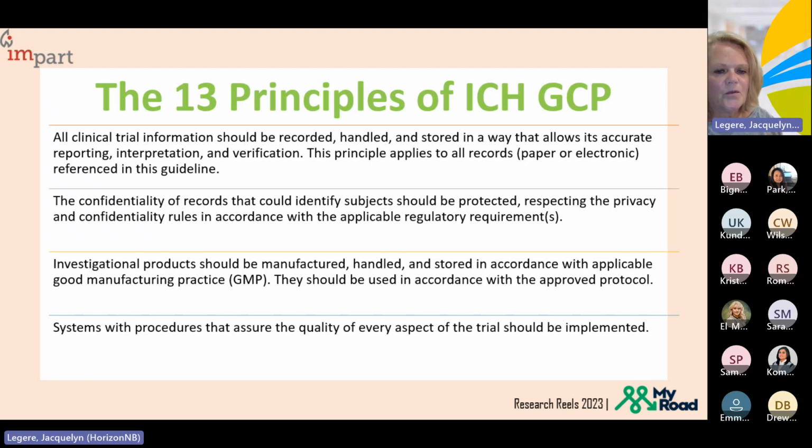And the last one is systems and procedures that assure the quality of every aspect of the trial should be in place. What this means essentially is you have standard operating procedures in place. So if we look at every participant should give informed consent before they're put on a study, do you have a standard operating procedure in place that says how you are going to do that? So what is your mechanism for getting informed consent from research participants? Systems and procedures, standard operating procedures, just reduce that variability in how different members of your team will approach the informed consent process.